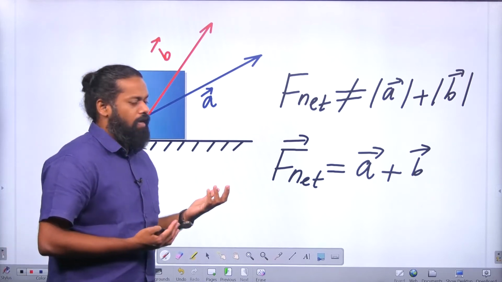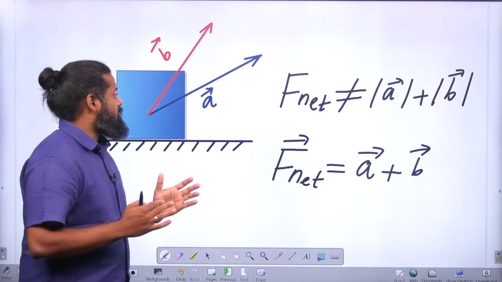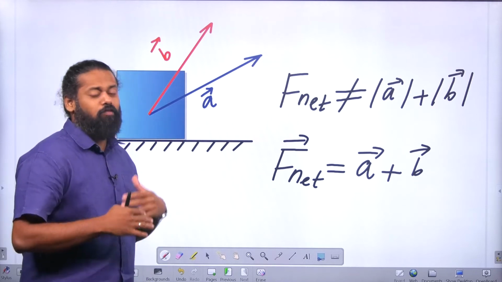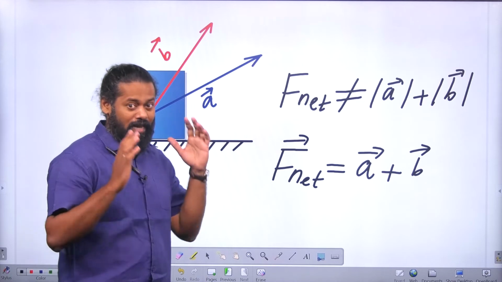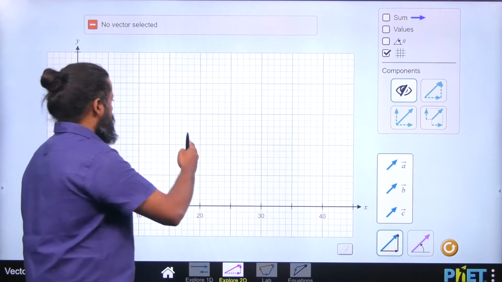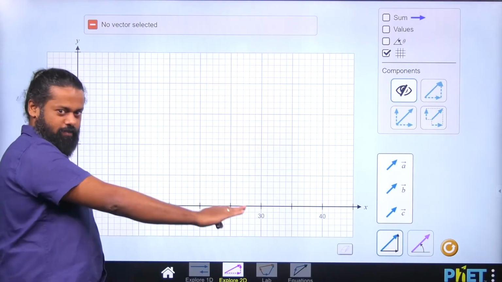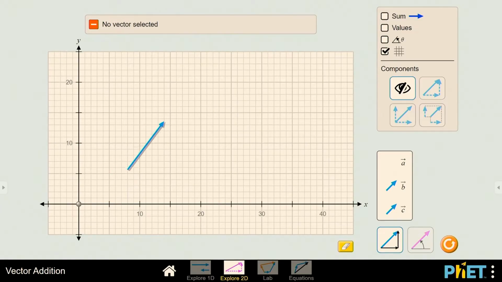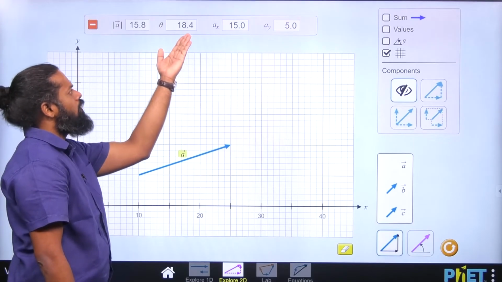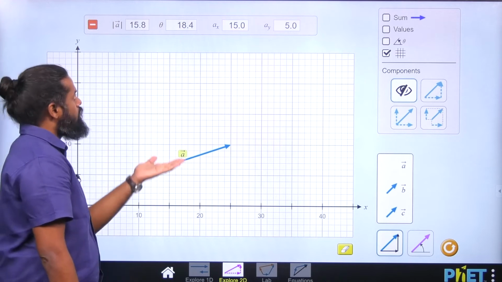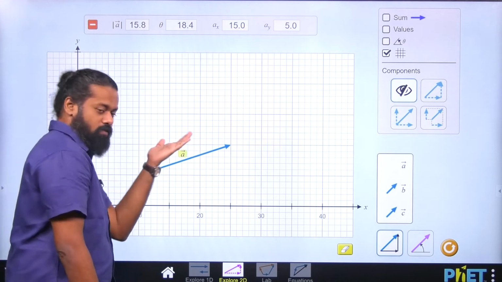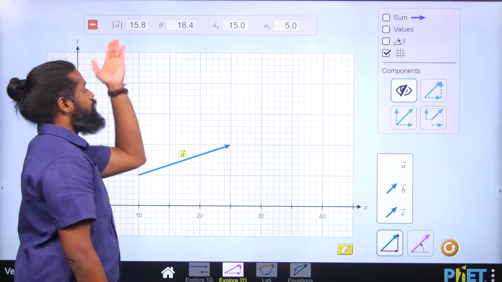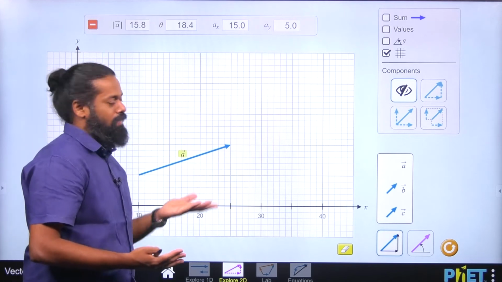In order to explain that, I will show these vectors in a more rigorous way by showing them in a coordinate system, so that you will get an exact idea of what we are discussing. We have a proper Cartesian system here and I am going to show all the vectors in this plane. Assume that the first vector, the A vector, is this much. You can see the magnitude 15.8 and 18.4 degrees with the x-axis. We don't need that now, but it's the first vector. Assume that 15.8 Newton is acting in that direction.